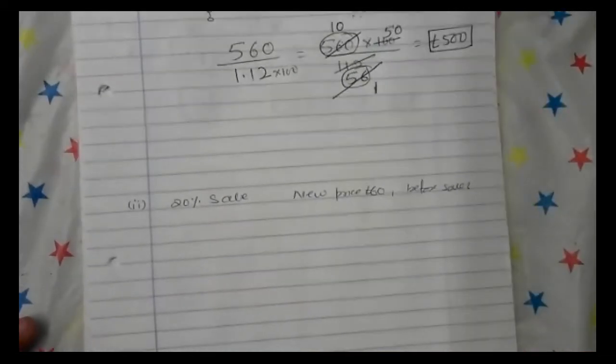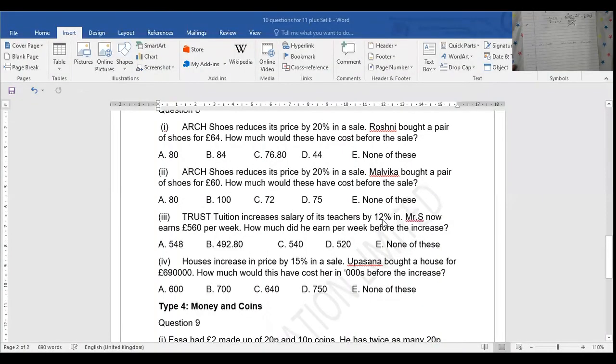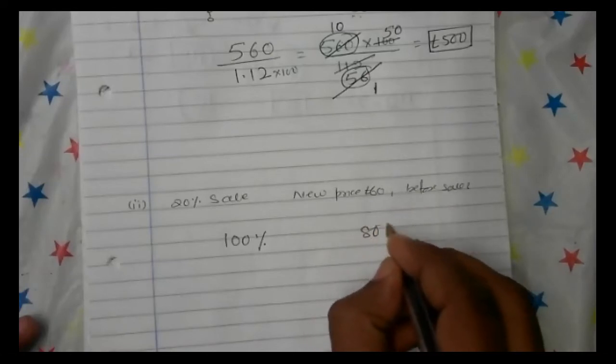Okay, so we do question number 2 now, guys. Let me share that again with you. Question number 2, what does that say? So you quickly have a look. Part 2, it says Arch Shoes reduces the price by 20%. So if they were 100% before this reduction, now it is 80%, because it's reduced this time.